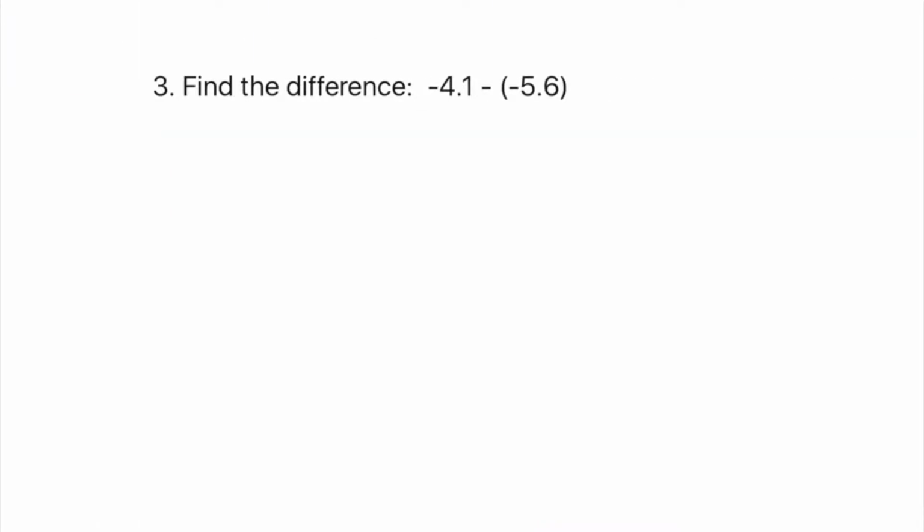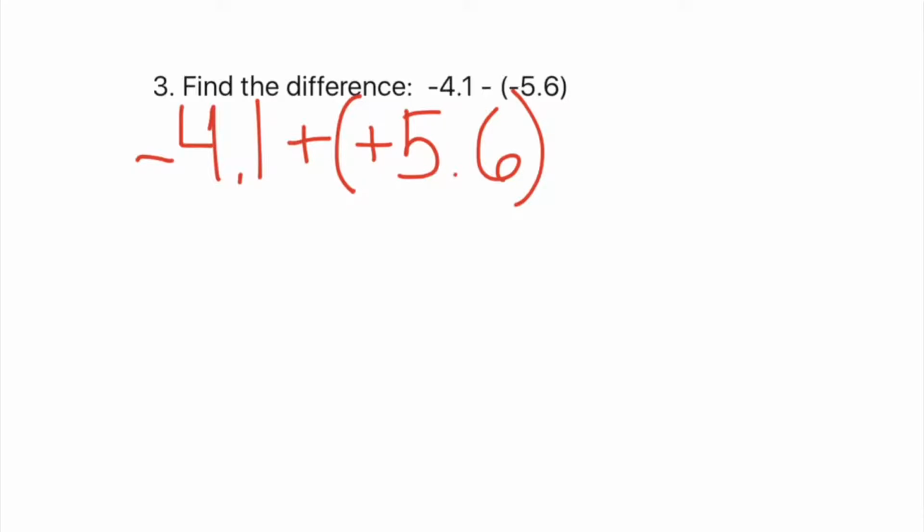Number 3, find the difference. So I'm going to rewrite this using addition. So we have negative 4.1, and we're going to add a line, change a sign, so this becomes plus. Change the sign, so that becomes a positive 5.6. So now we have a negative plus a positive.